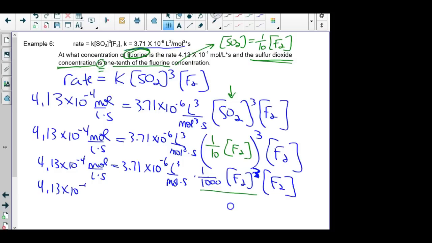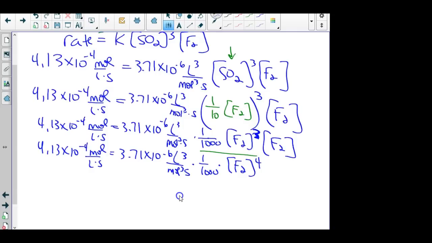4.13 times 10 to the negative 4th moles per liter seconds equals 3.71 times 10 to the negative 6 liters cubed per moles cubed seconds, times 1/1000 times F2 to the 4th, right? Put that cube back up there, I left it off. Because F cubed times F to the 1st is F to the 4th.